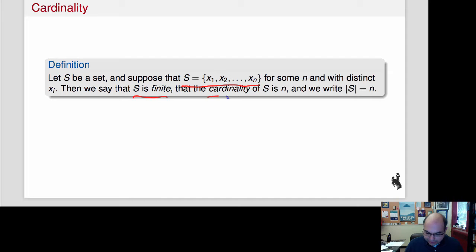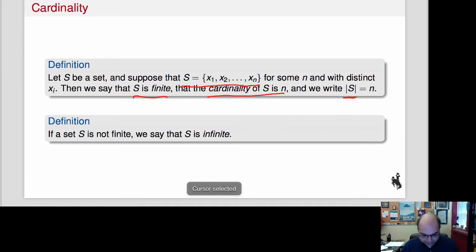And we say that the cardinality of the set is equal to n. Cardinality is the size of the set, right? It's got n elements, so the size of that set is n. This is the way that we write cardinality. It's like the absolute value sign, okay? That means the size of S, or the cardinality of S, is equal to n, okay? All right, so that's just the definition, okay?